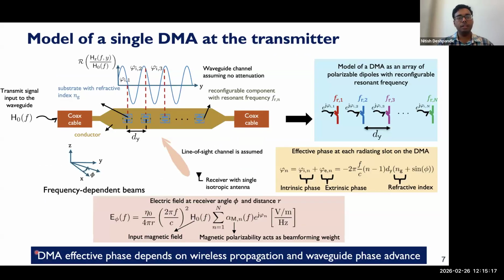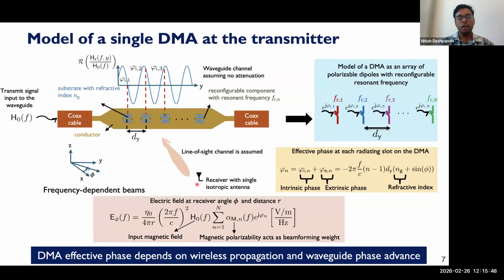Let's look at the model of a single DMA at the transmitter. The transmit signal is input to the waveguide from one end and it leaks out through these rotating slots. Here we make two assumptions. The first assumption is that in the model there is no magnitude degradation and only a phase advance as the signal propagates through this waveguide. And second, for simplicity, we assume that the receiver is in a line of sight channel.